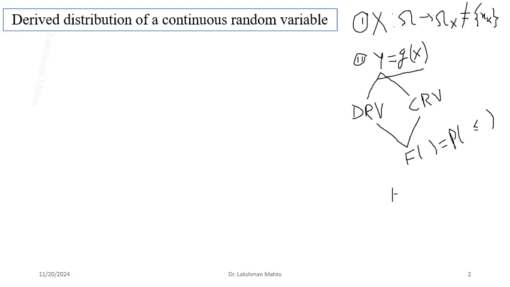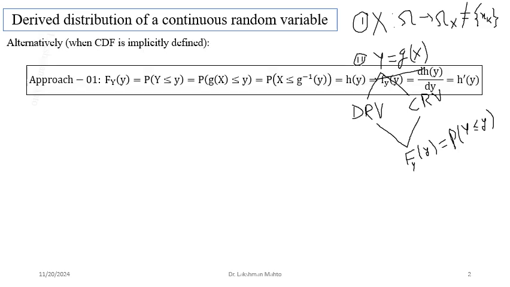CDF of Y. That is the unified approach, and we will see that. So Y may be discrete, may be continuous, depending upon that. And later we will compute, if Y is discrete, the probability mass function. If Y is continuous, we will compute the probability density function. So what are the approaches that we will see here.